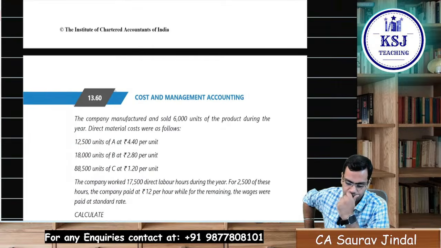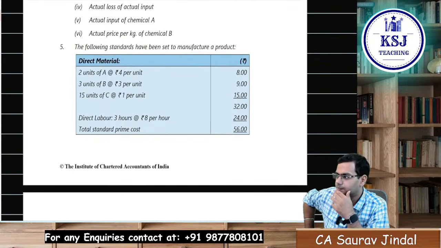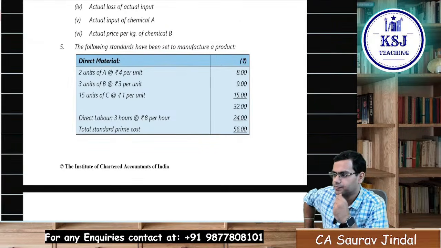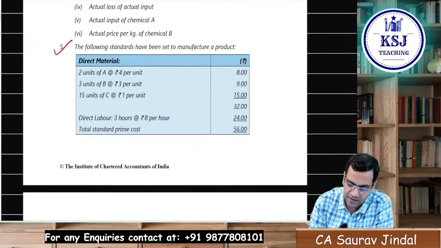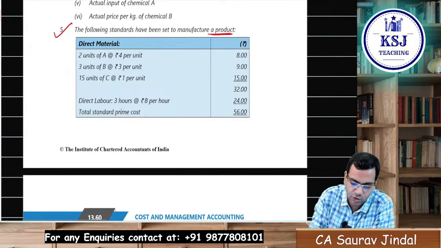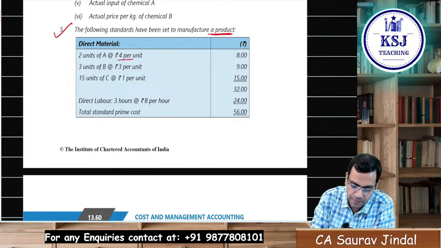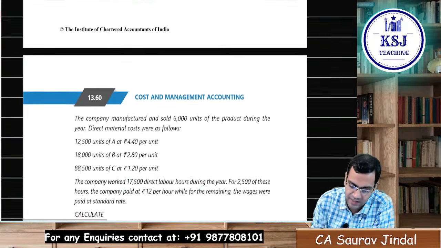Let's come to question number 5 now. The following standards have been set to manufacture a product. Direct material is given: 2 units of A at 4 per unit, 3 units of B at 3 per unit, and 15 units of C at 1 per unit. Direct labor hours is 3 hours at the rate of rupees 8 per hour. So total standard cost is given.